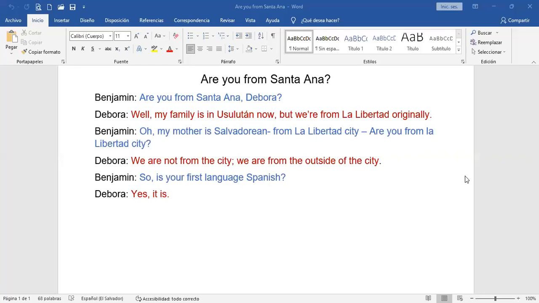Are you from Santa Ana? Sorry, but what is your name? Ana. Ana from Santa Ana. Hey, are you from Santa Ana, Ana? Well, my family is in Usulután now, but we're from La Libertad originally. Oh, my mother is Salvadorian from La Libertad City. Are you from La Libertad City? We are not from the city. We are from the outside of the city. So, is your first language Spanish? Yes, it is. Okay, very good. Thank you very much. Good job. Excelente, good job.